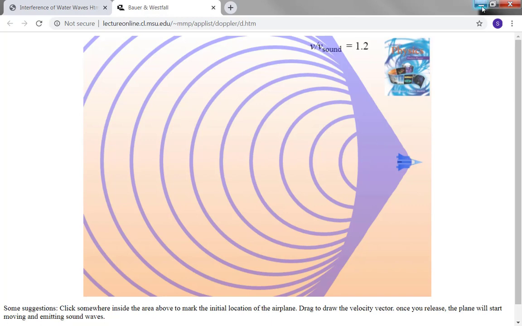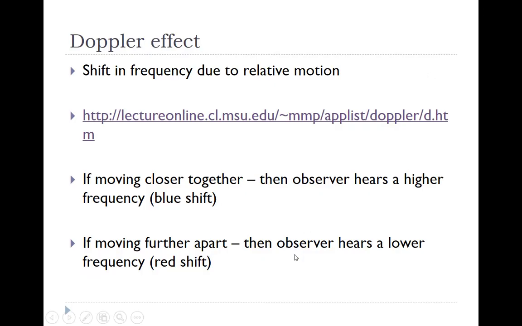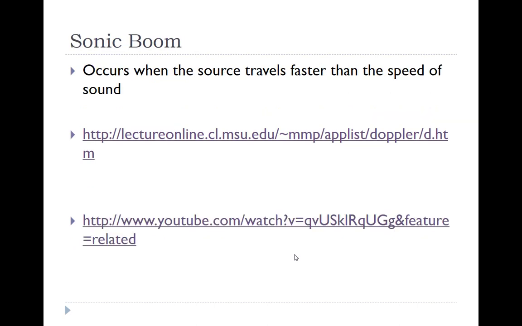So going back to our PowerPoint slide, summarizing really quick, if the source and the observer are moving closer together, then the observer hears a higher frequency known as a blue-shifted frequency. And if they're moving further apart, if you're standing behind the plane, then you hear a lower frequency, a red-shifted frequency. A sonic boom occurs when the source travels faster than the speed of sound wherever it is. The first link on this slide is the same simulation we just looked at. The second link is a YouTube video showing a plane exceeding the speed of sound.